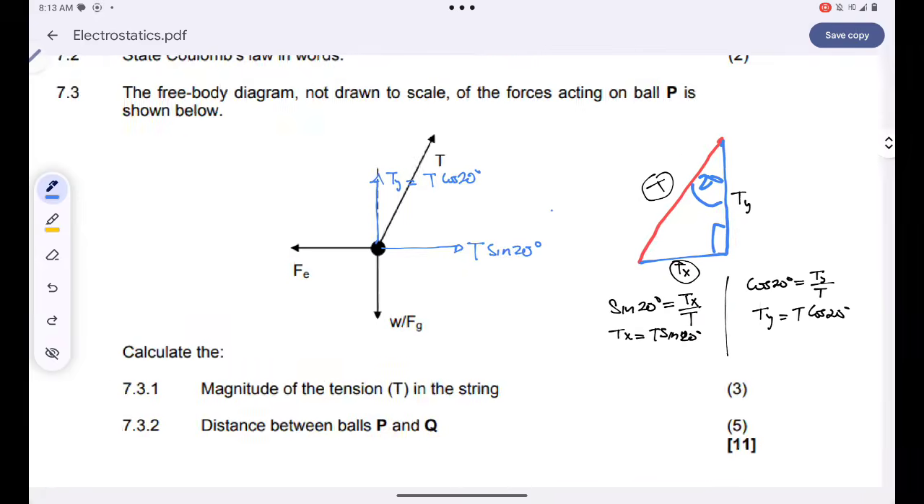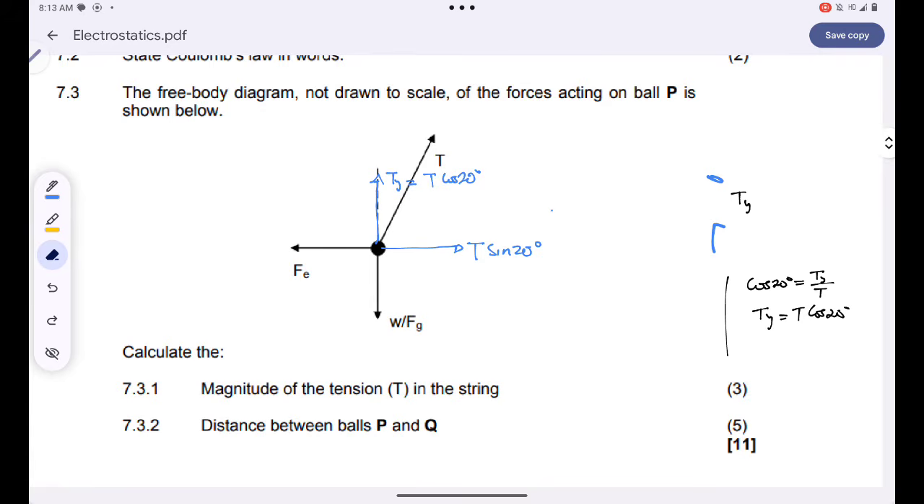Okay, to answer this question, they want me to find the magnitude of the tension. For me to find the tension, guys, I must simply use my F net. Are you together? Firstly, the forces are at equilibrium, which simply means that my gravitational force is equal to the vertical component.